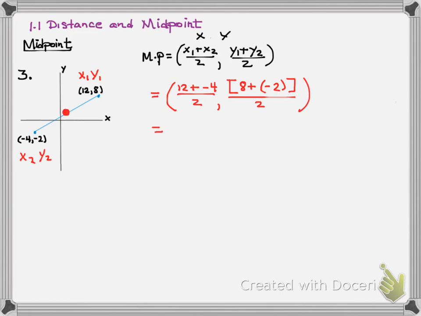Okay, 12 plus negative 4, that would be 8 over 2. And 8 plus negative 2, that would be 6 over 2. And then always simplify your fractions just like we simplified our radicals a few minutes ago. So this is going to be 4, 3 when all is said and done. All right, this is your midpoint. That's a location.